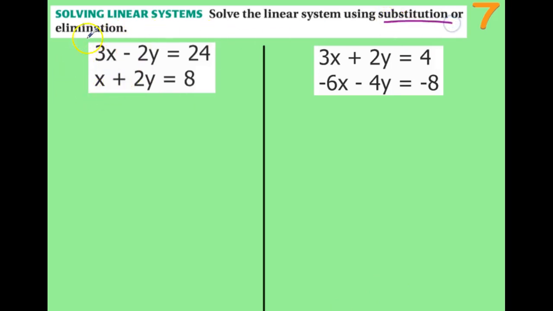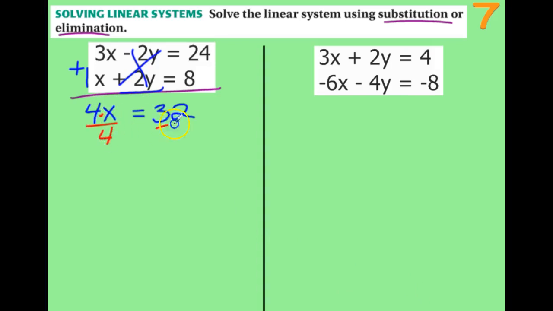So, substitution or elimination. This one's set up nicely to eliminate. Our y's are already opposites, negative and positive. So let's simply add our equations together. This is a 1x, so 3 plus 1 is 4x. Negative 2 plus 2 makes 0. 24 plus 8 should give us 32. I'm going too quickly, please make sure to pause. And then divide by 4. So we have x equals, well, 32 divided by 4 should give us 8.